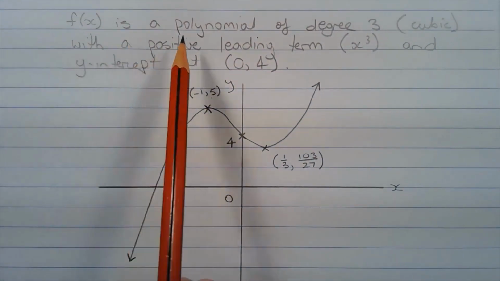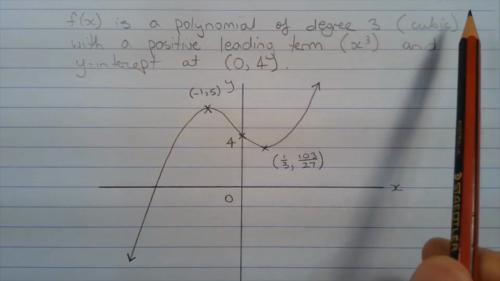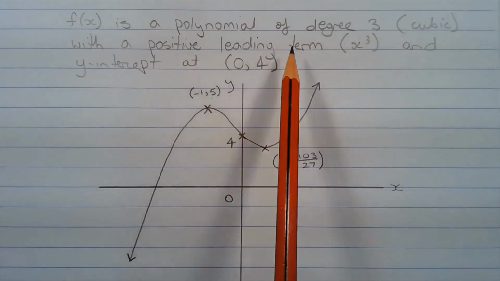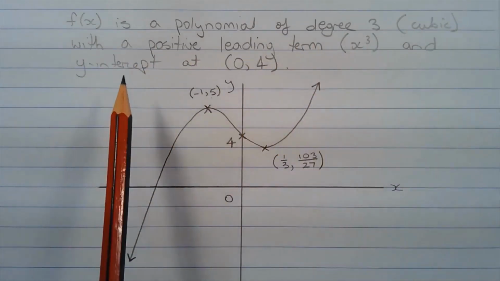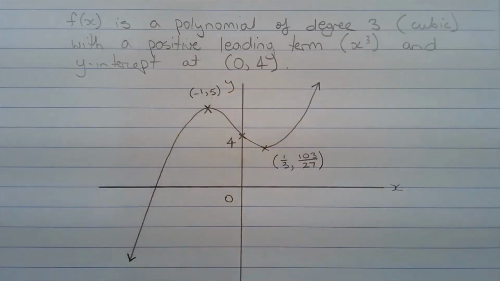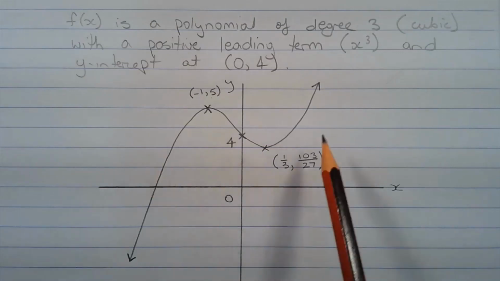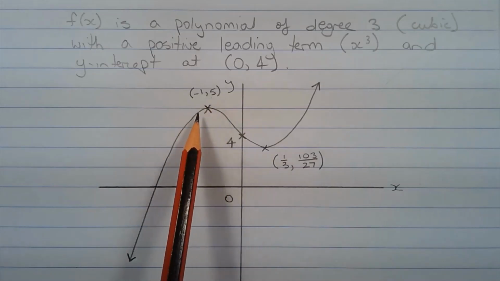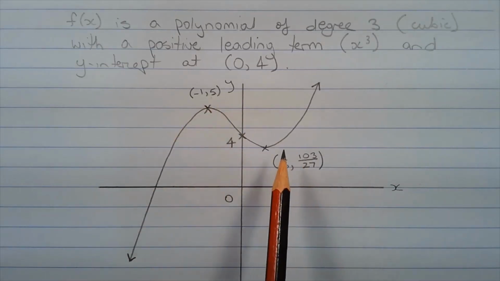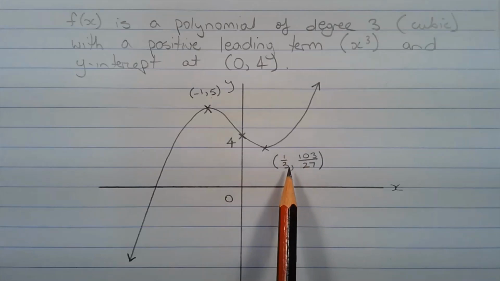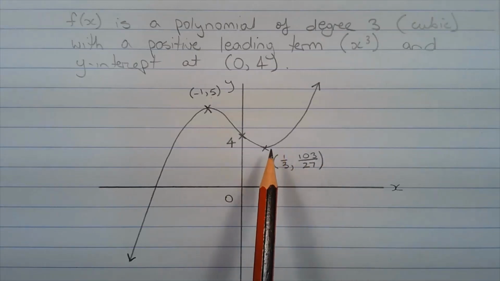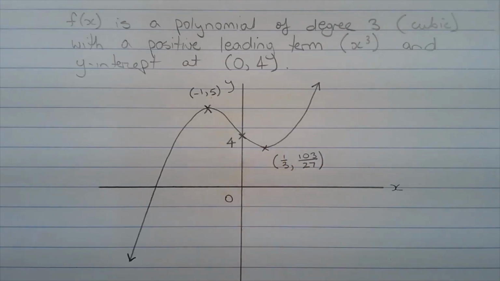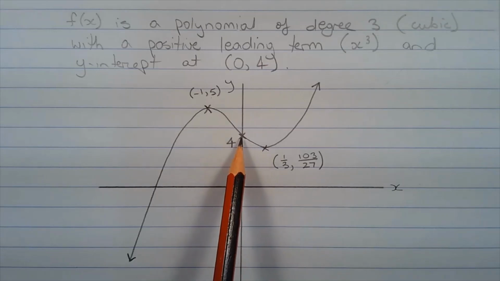Now f of x is a polynomial of degree 3, it's cubic, with a positive leading term, x cubed, and a y-intercept at 0, 4. And that gives us an idea of what shape the curve will take. So putting that all together, this point here, negative 1, 5, represents the local maximum stationary point. This point here, which is 1 over 3, 103 over 27, represents our local minimum stationary point, and this point here represents the y-intercept.